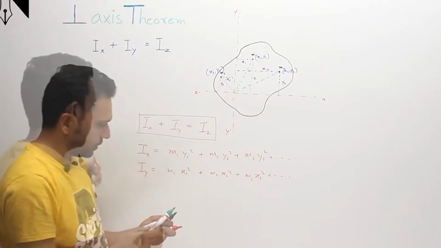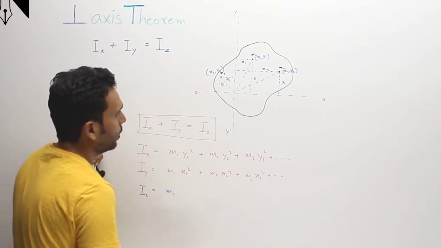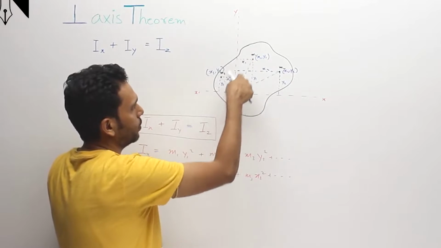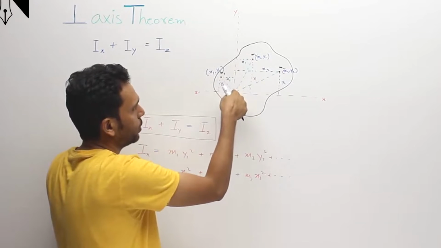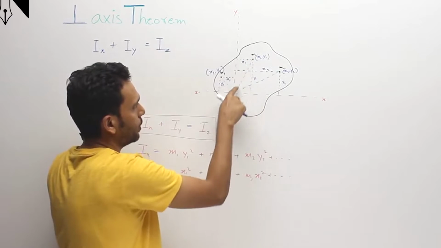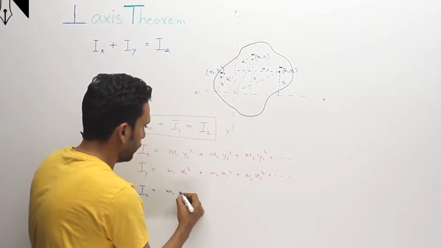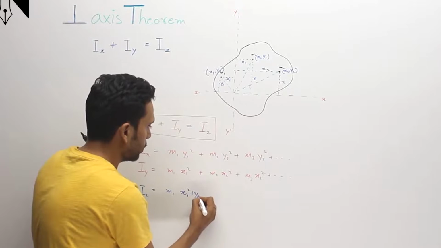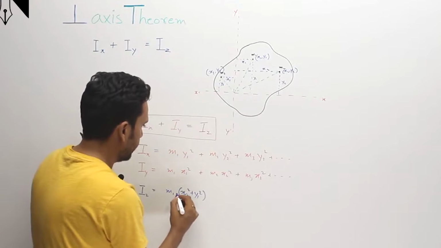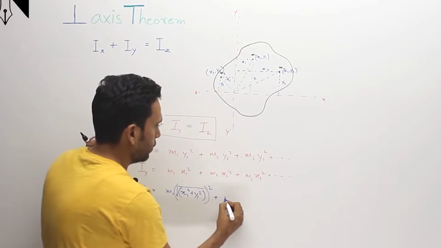So what would you write? Your I about the z-axis will be m1 into the distance of m1 from the z-axis, which is this green line, which is your x1 square plus y1 square under root. So that length is x1 square plus y1 square under root, and you have to do a square of it. So what do you get? x1 square plus y1 square. Yeah, you do under root and then you do a square of it. So I'll write under root and I'll write a square of it.